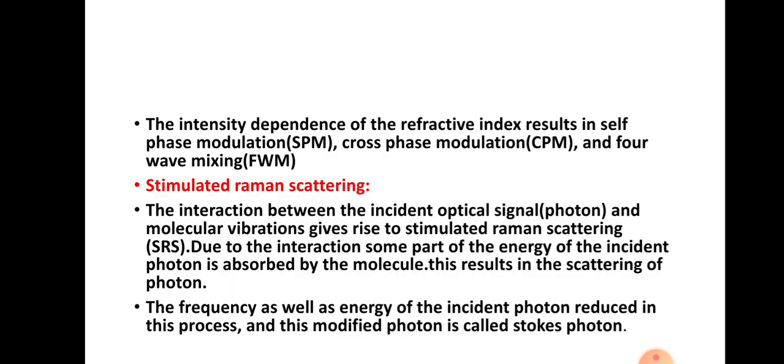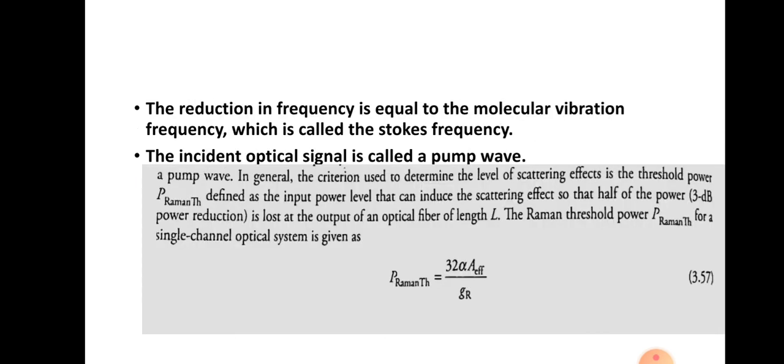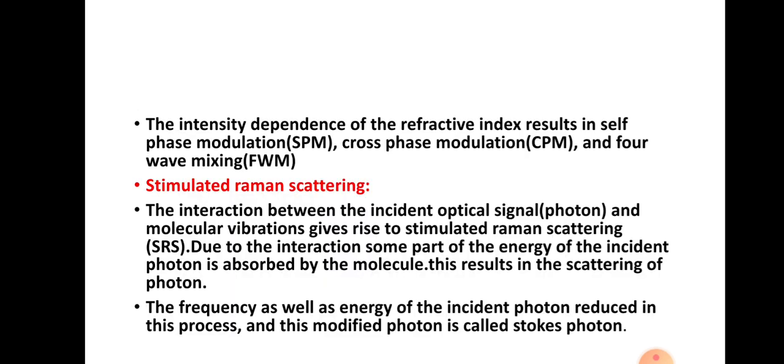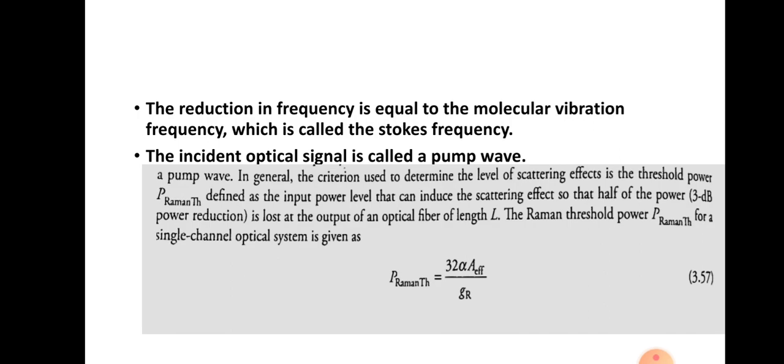So once a photon hits the molecule, the photon may lose energy, and as a result the frequency as well as the energy of the incident photon is reduced. This modified photon is called the Stokes photon, and the frequency reduction is equal to the molecular vibration frequency, which is called the Stokes frequency. The incident optical signal is called the pump wave. These are the basic things that happen when a photon is incident on a fiber.